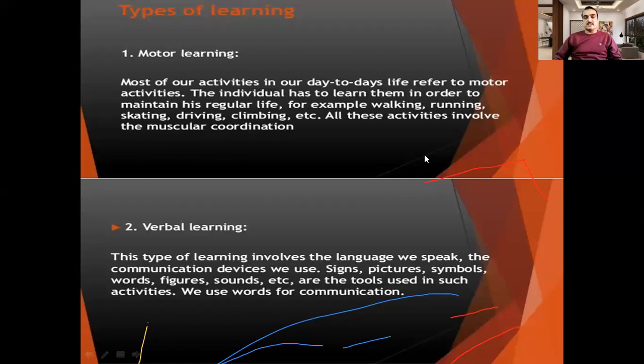Yes, so these are the tools which are used in such kinds of activities. We usually use verbal words for the purpose of communication. Right now, I am talking to you based on the language. This is also part of learning only. When I come to know, then only I have understood the differences.